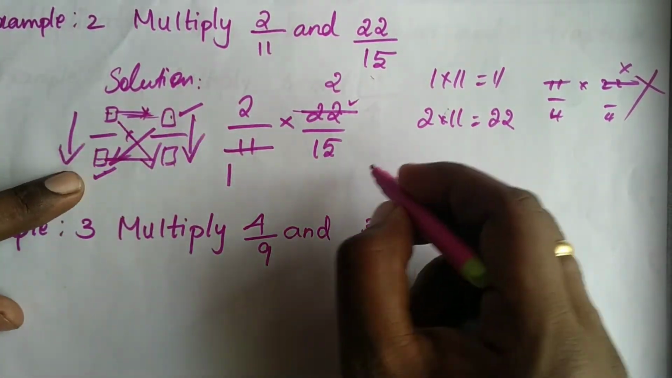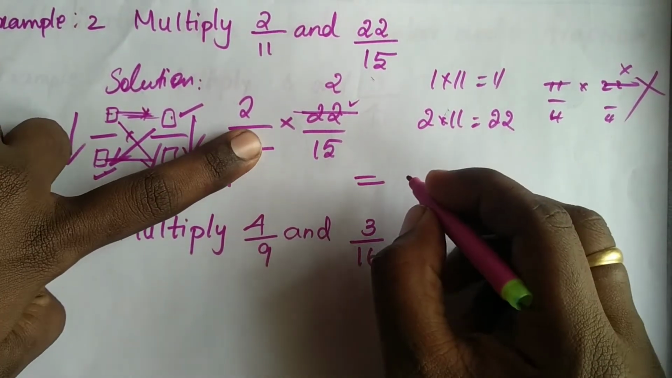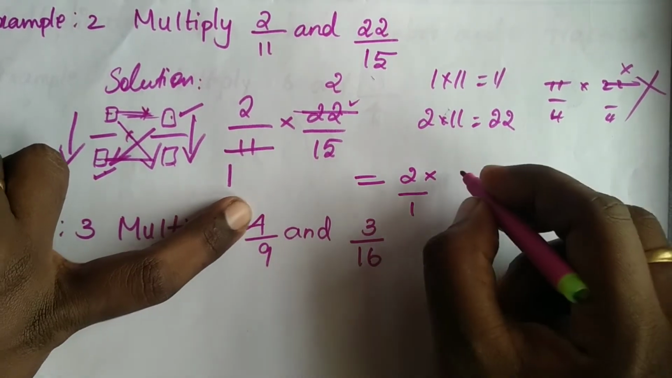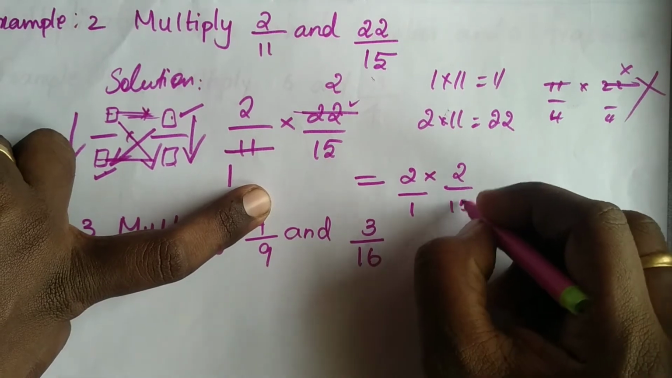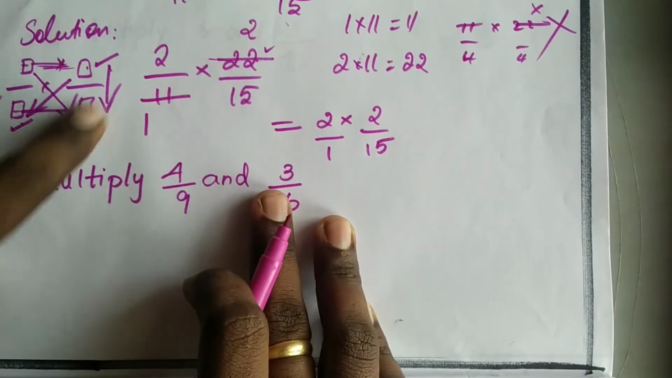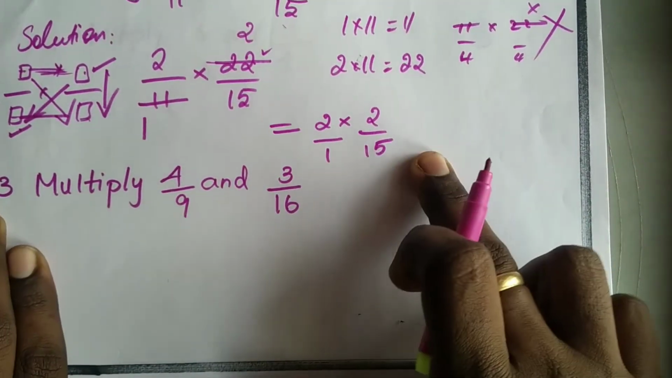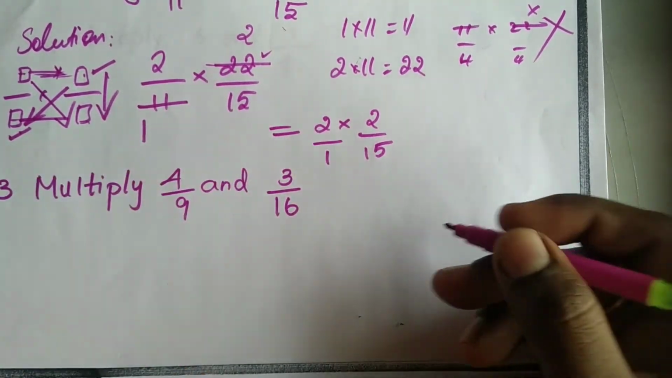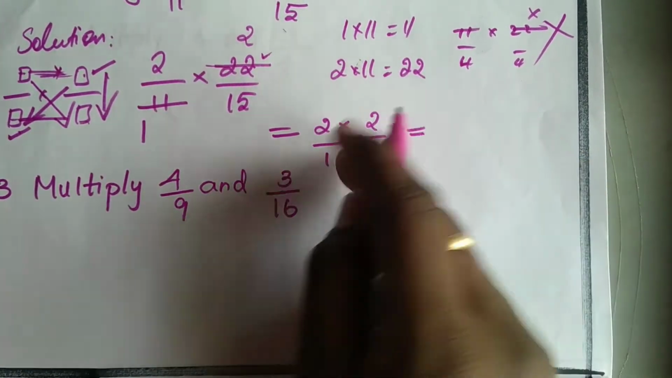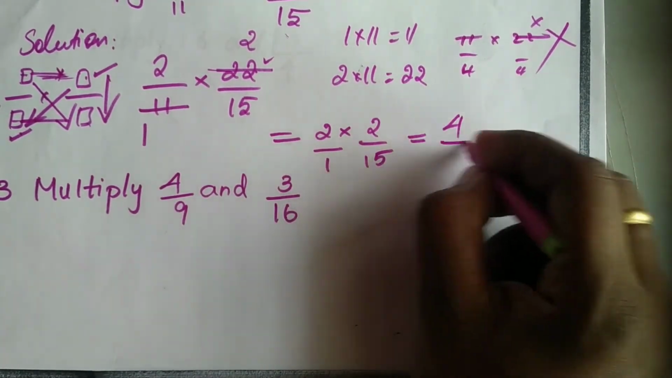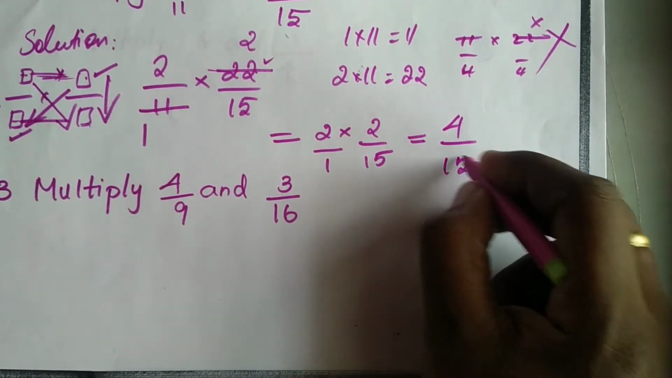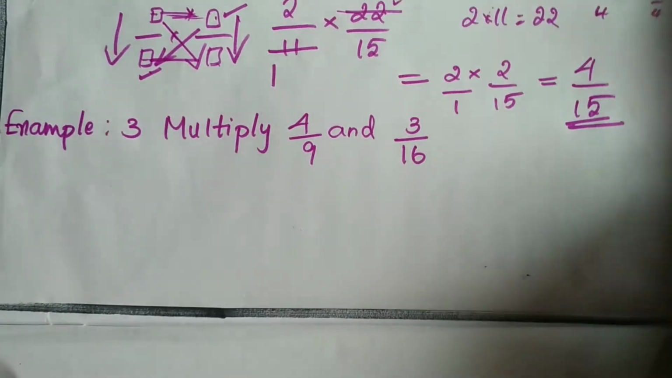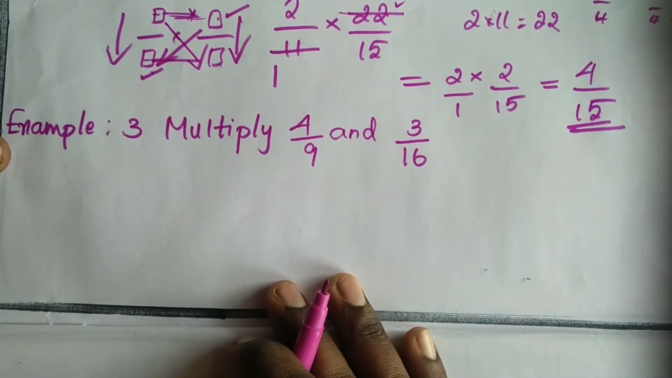So what is the answer here? 2 into 2 by 1 into 15. Let's check. Is it possible to cancel again? No, because no common terms are here. So just multiply it and write. 2 2s are 4. 1 into 15 is 15. This is the answer. Okay, guys, let's move on to the next problem.